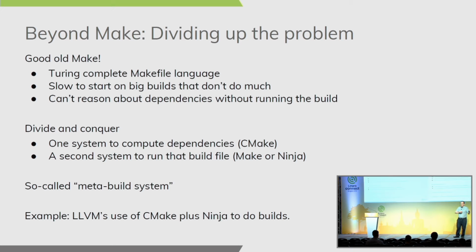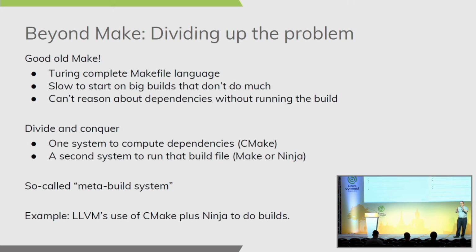So beyond Make dividing up the problem, the LLVM compiler is a good example of this. It has Makefile rules written in CMake, which is another descriptive language about dependencies. But CMake, instead of directly scheduling the build jobs, creates output files for Make or this Ninja project. And so CMake becomes sort of a meta build system. It doesn't actually do the work. It simply describes what needs to be done, and then some other system does the work.